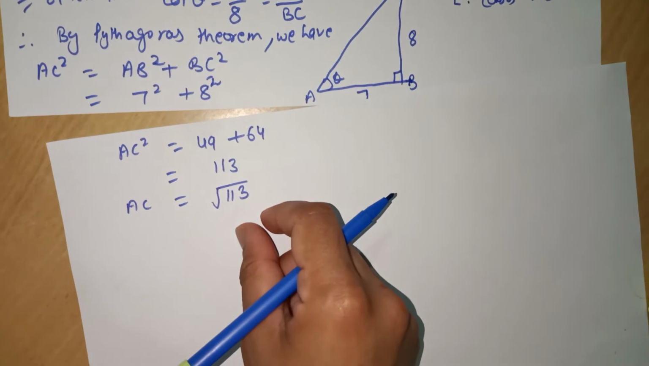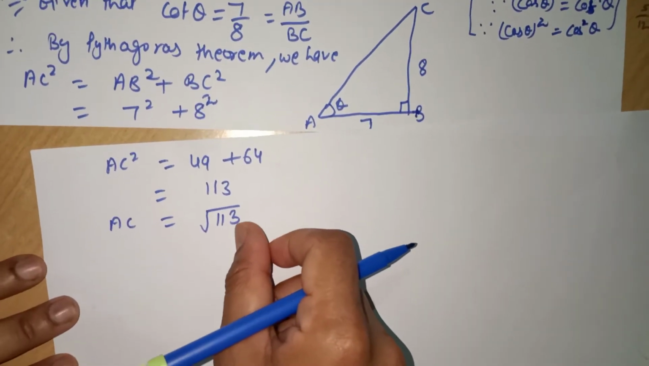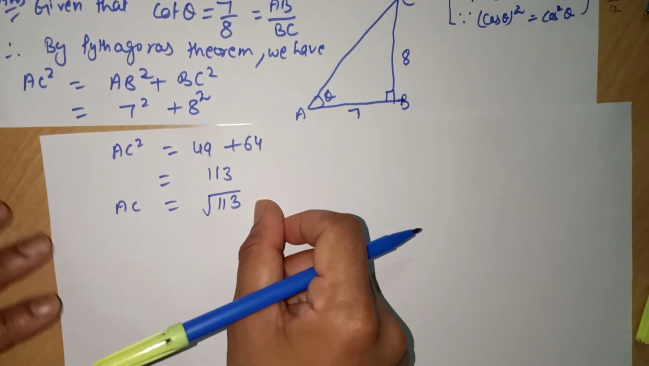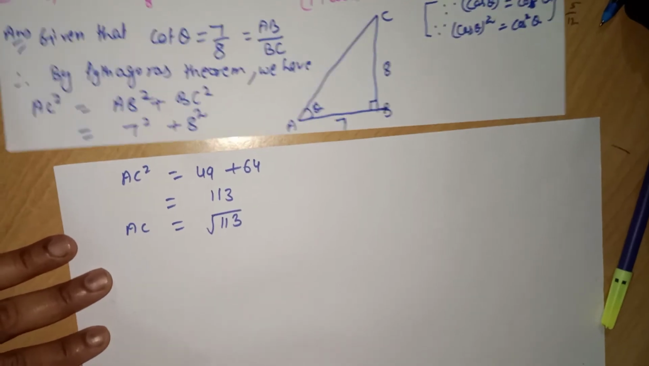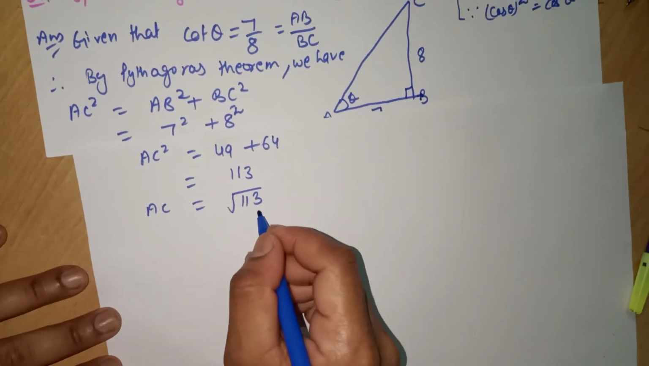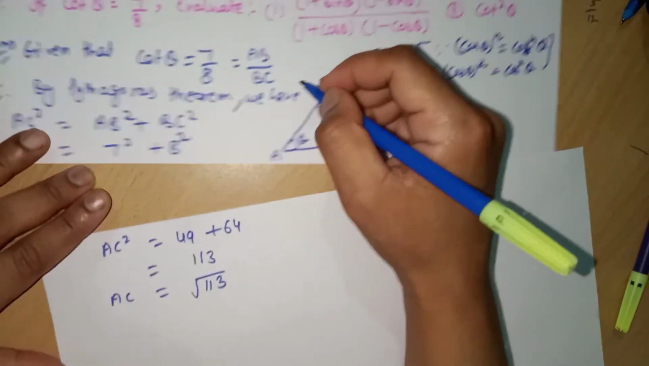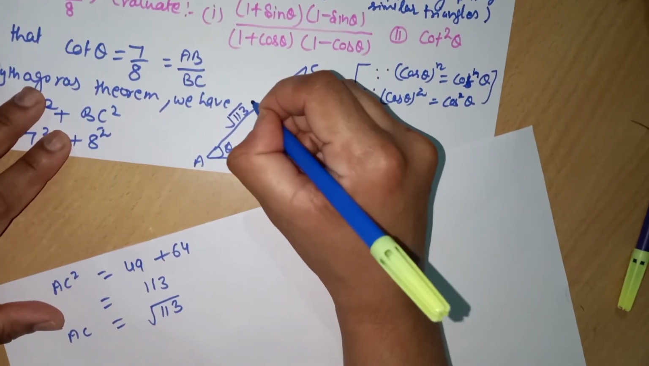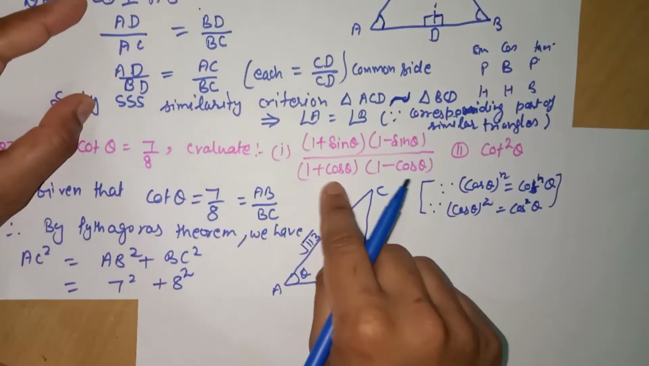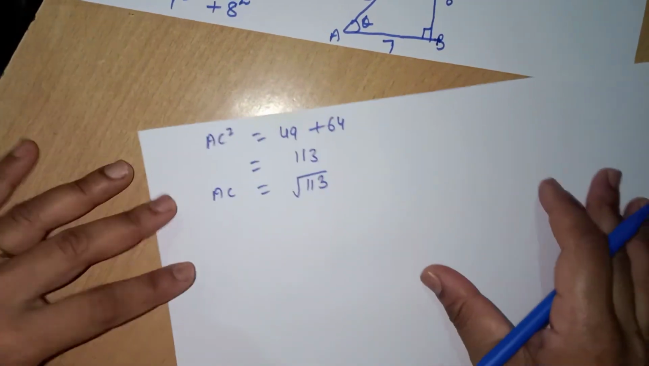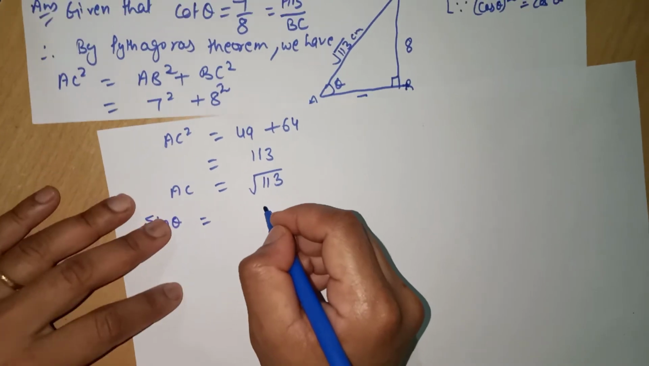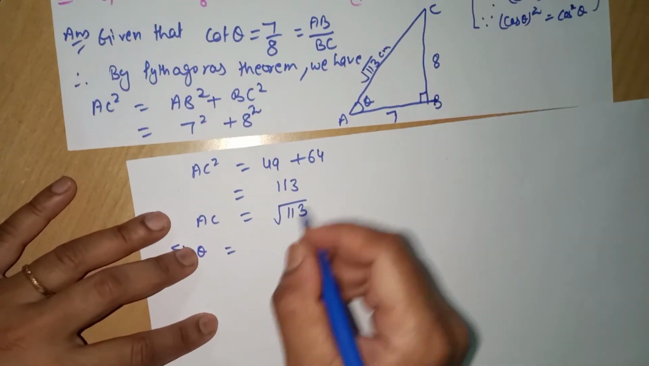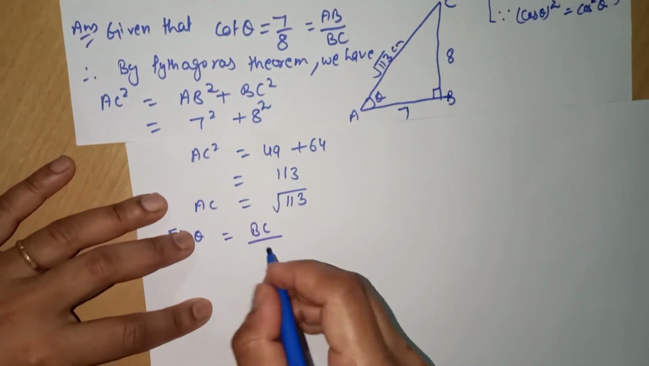Here you don't need to find the square root of 113, because it will be in decimal and we don't need to write the trigonometric ratios in decimal numbers. So we have found the value of the third side also, which is equal to root 113 centimeter. Now to solve our question we need the value of sin theta and cos theta. So let's find the value of sin theta. Sin theta is equal to perpendicular upon hypotenuse. Here perpendicular is BC and hypotenuse is AC.